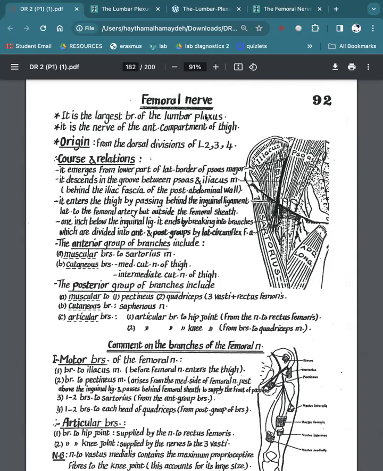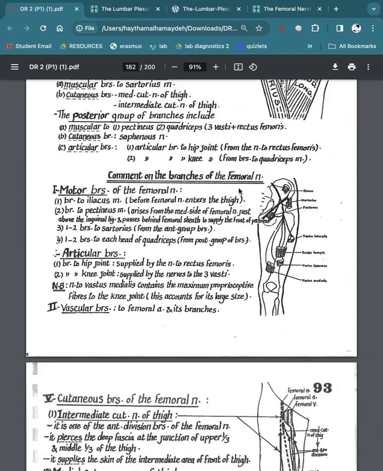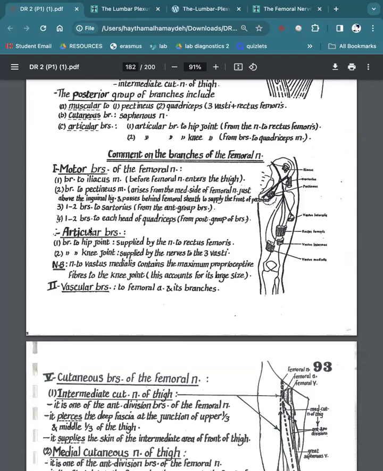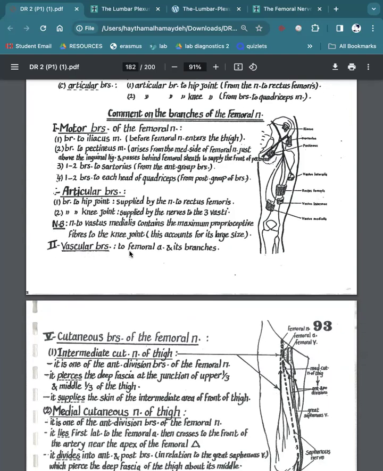So this is how it's divided: femoral nerve, anterior division, posterior division. From the anterior division, you have these. From the posterior division, you have these, and then this just comments generally on them. The first comment is that the motor branches of the femoral nerve are the branch to iliacus and the branch to pectineus. These are proximal, and then distal, quadriceps. Then you have articular branches, as we said: branches to the hip joint and the knee joint, and then vascular branches to the femoral artery and its branches.